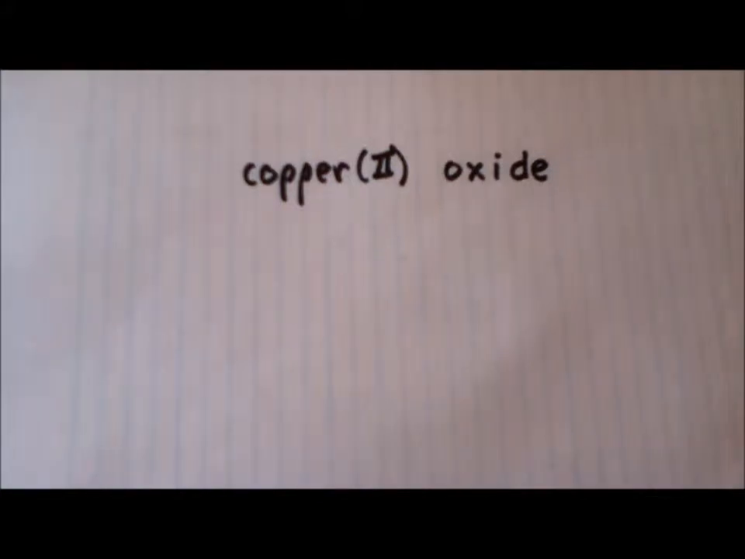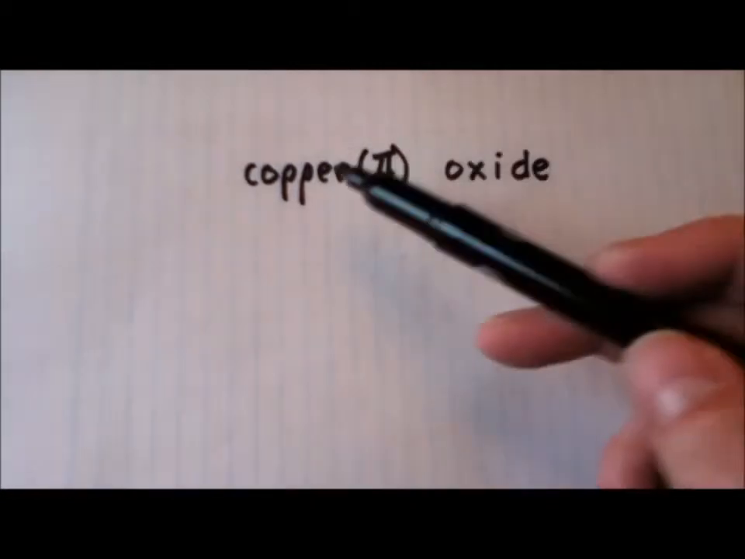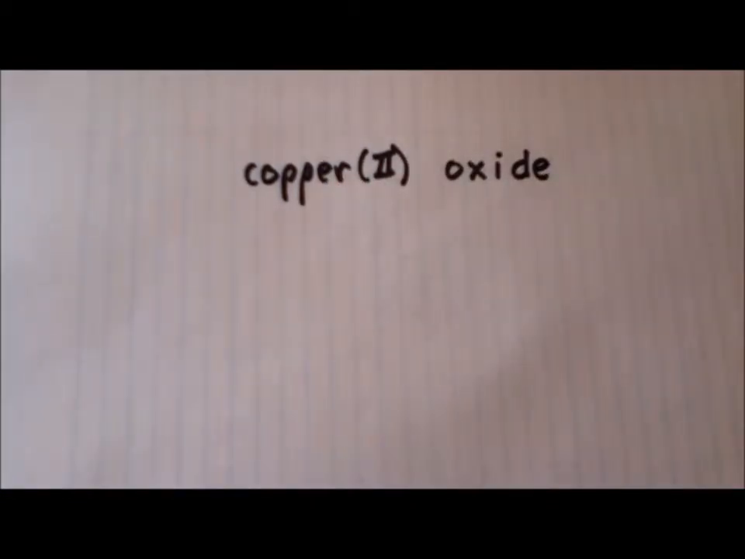This is the 6th video for writing formulas for ionic and polyatomic compounds. Like the previous video, the 5th one, we're going to look at 2 examples. We'll do one together, and then I'll have you pause for the second example and try to do it for yourself before I actually go through it with you. So here's copper 2 oxide.